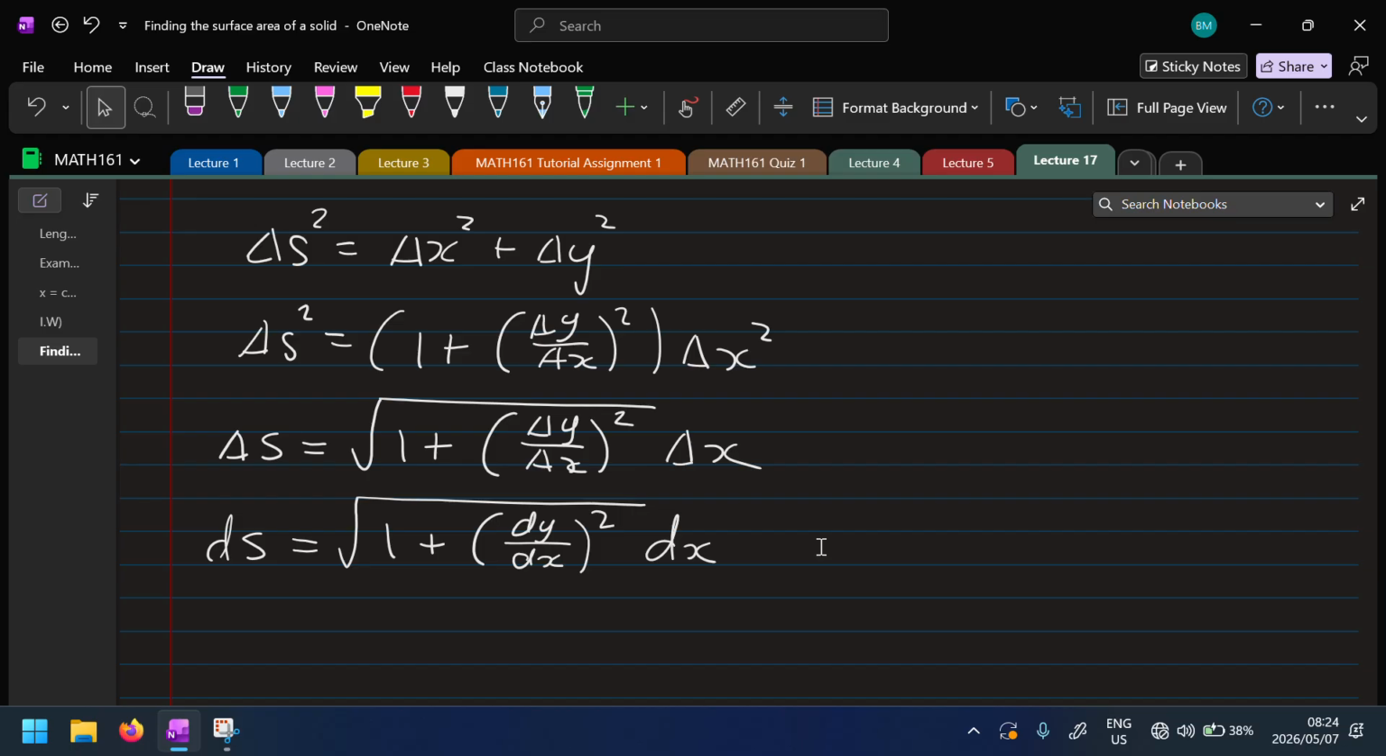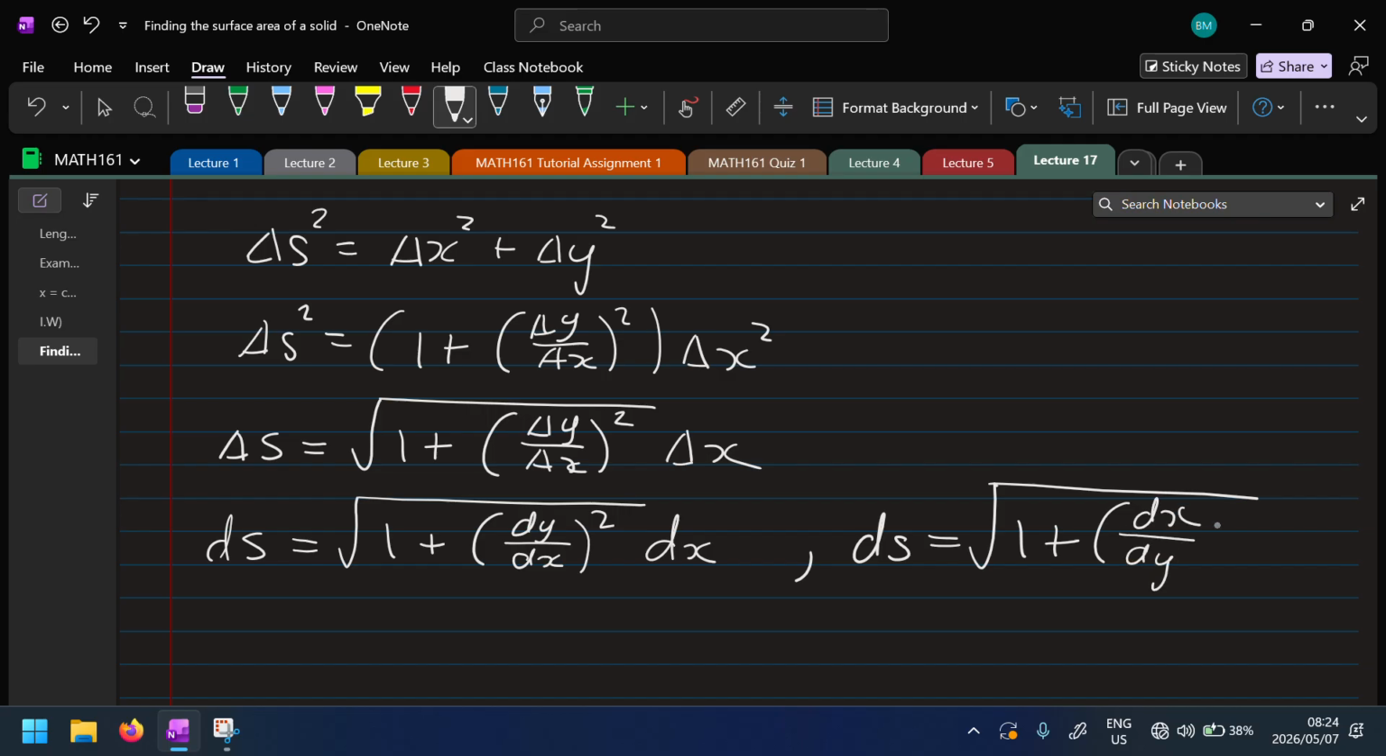Now, just a little note here. We could write this a different way, but we always end up with the same answer. It's just a rewriting. So we could write this as ds is equal to the root of 1 plus dx by dy squared, dy. So here, instead of y being a function of x, we write this as x as a function of y. So when you're doing the calculations, you can use either of these. You get exactly the same answer. It's just sometimes this might be easier to work with. But both of them will give you exactly the same answer.